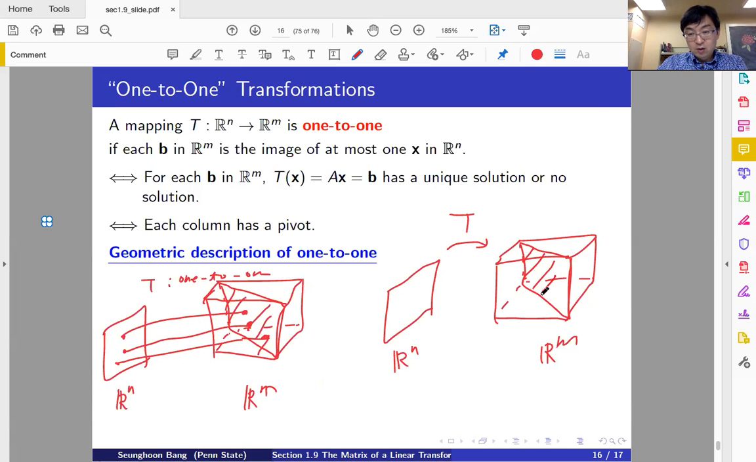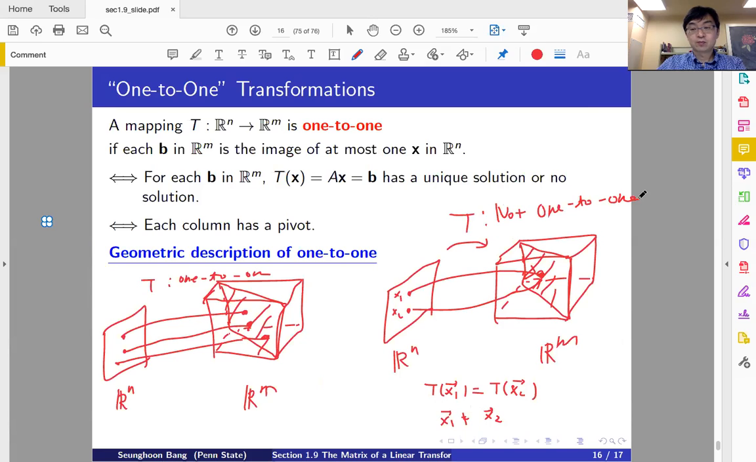So here, what does it mean? We choose two different points going to the same number, so it's not one-to-one. This is x1, this is x2. Tx1 is the same as Tx2, the same function value, but x1 is different from x2. What does it mean? Not one-to-one. Two points mapping to the same point is not one-to-one. That is the geometric meaning.